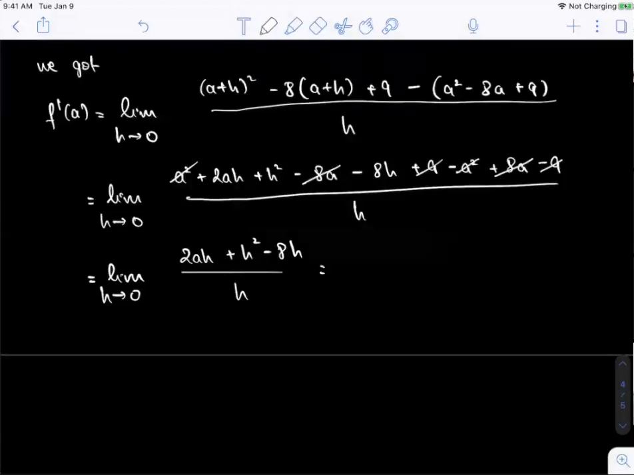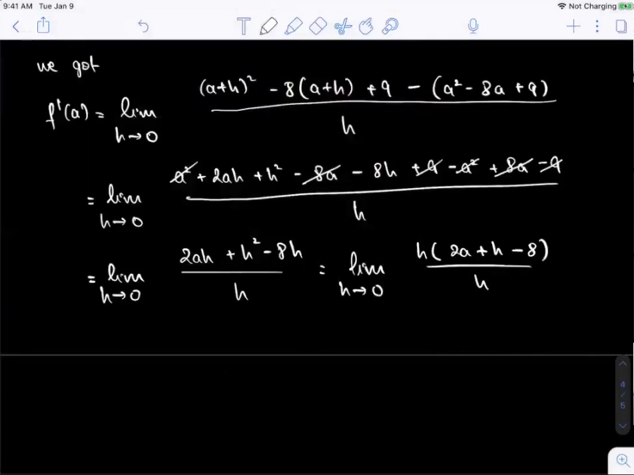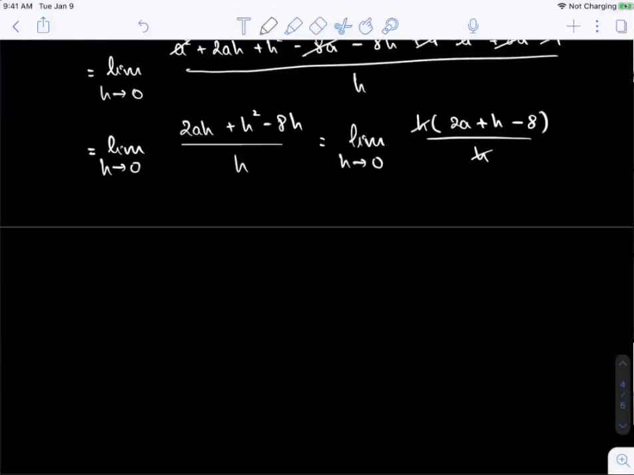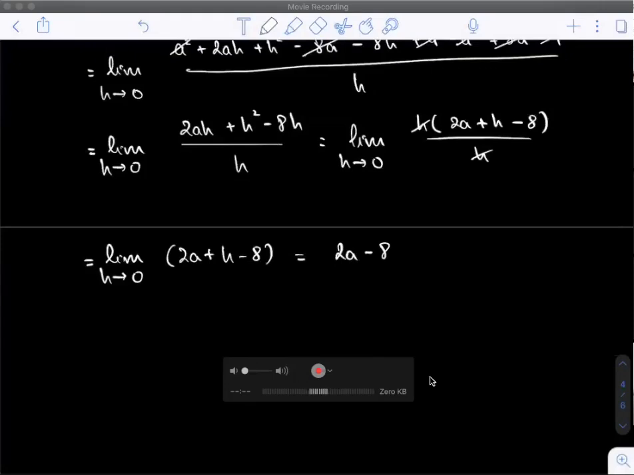So now you can take h as the common factor in the numerator. You have the limit as h approaches 0 of h times 2a plus h minus 8 divided by h. And the h cancels out. You're left with 2a plus h minus 8. And you let h approach 0, you get 2a minus 8. So remember, this equation is used to find the slope of the tangent line or the instantaneous velocity.